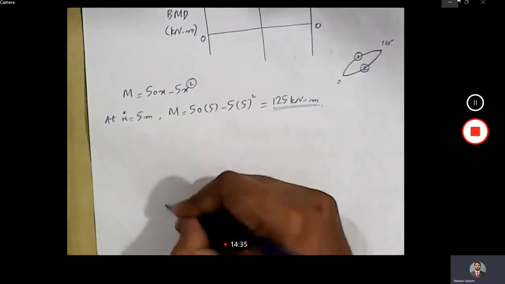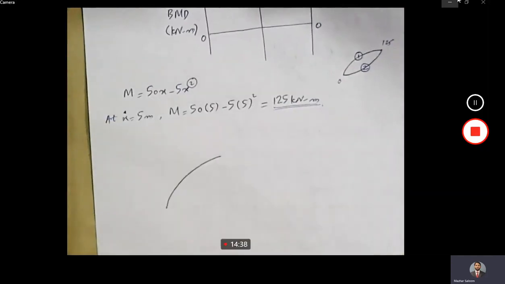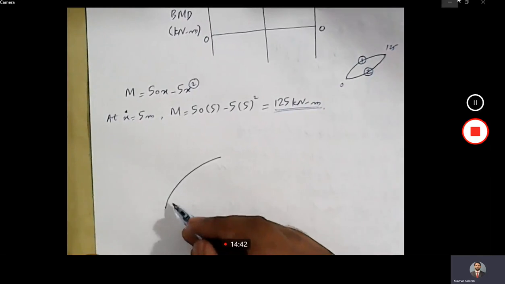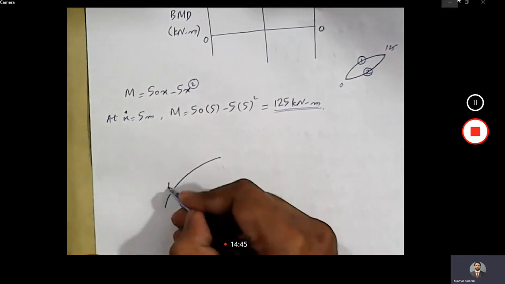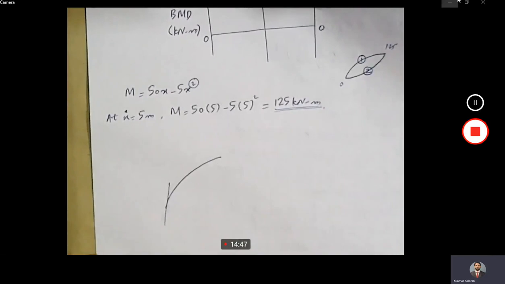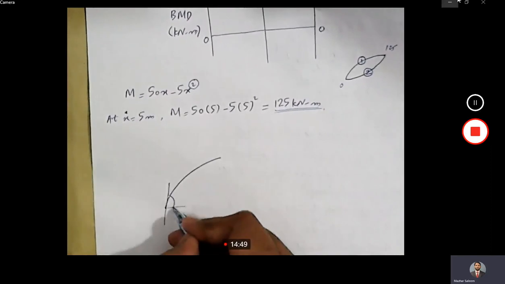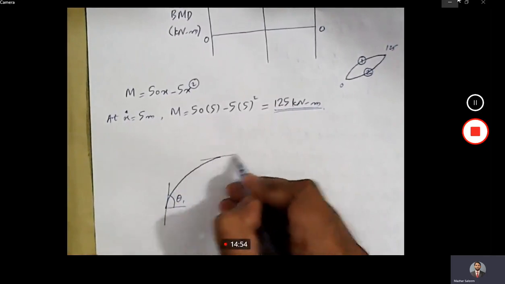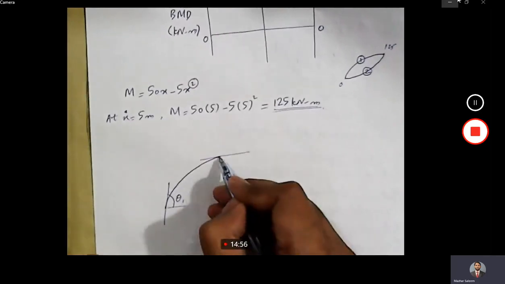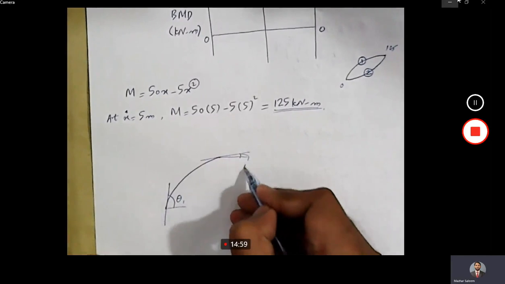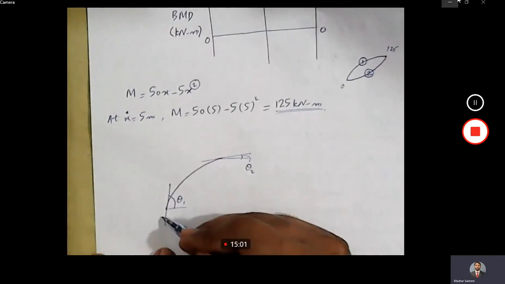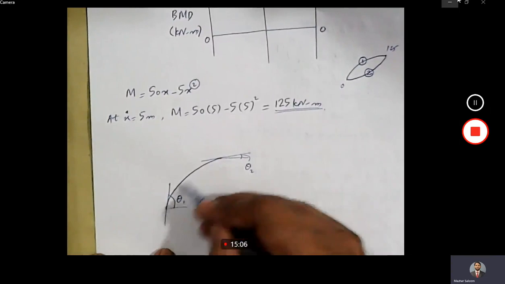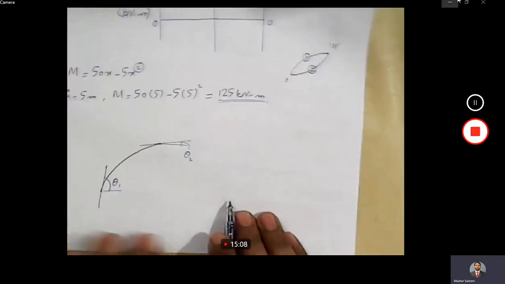Let me draw this. What is the slope of this curve at any given point? For that, we draw a tangent. This is the slope, let's say this is theta 1. And what is the slope at this point? Then if I draw a horizontal line, this is, let's say, theta 2. So the slope of this curve is actually decreasing from this point to this point. So this is a curve with decreasing slope.